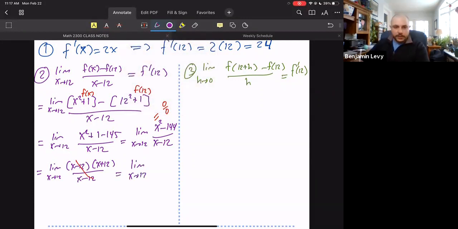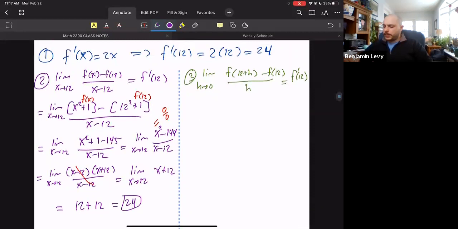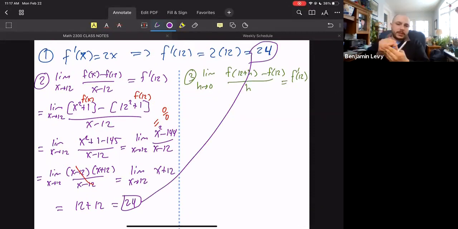Right, so this is why we obviously learned about limits in the first section, so that we can take derivatives, right? And we got the same thing we got previously, right? 24. We already knew it was going to be 24, but we just did it a second way.